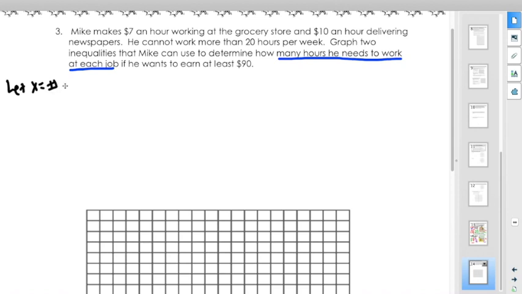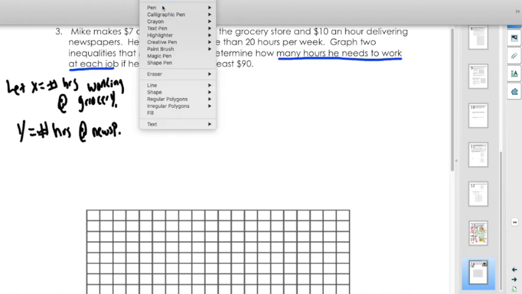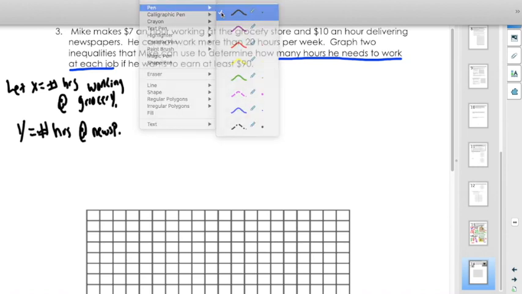Let X equal number of hours working at grocery store. And let's let Y equal number of hours at newspaper. Let's figure out what are my inequalities.